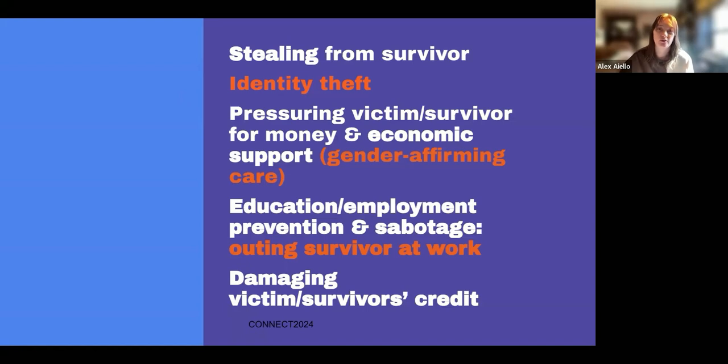Pressuring the victim or survivor for money or economic support. Any type of pressuring in a relationship is to maintain that power and control, so we want to avoid pressure of any kind. But in this case, economic pressure, and an example of that could be pressuring a partner to pay for all of their gender affirming care and make them feel like it's their responsibility when it's the responsibility of the person receiving that care. Of course, their partner can contribute, but it should be their free will.